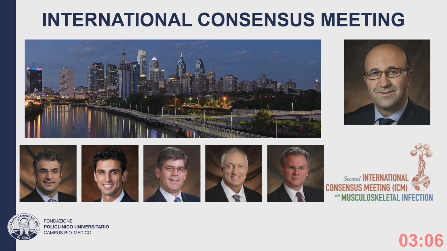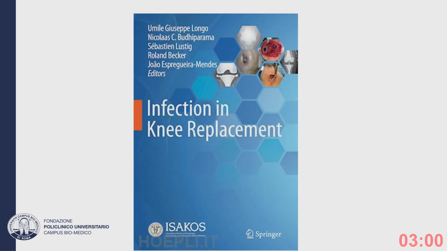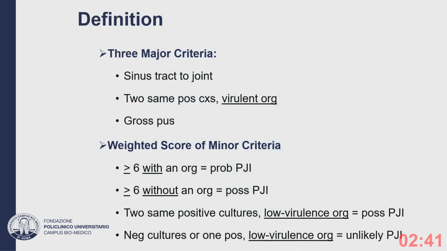Of course, when we refer to criteria to perform a diagnosis, we must refer to the International Consensus Meeting. We participated in this consensus. I wrote a book on infection and knee replacement after the consensus with my friend, a great expert in the field of infection in joint replacement. But when we refer to the shoulder, the criteria and the characteristics are different compared to knee and hip. These are the three major criteria for an infected shoulder prosthesis.